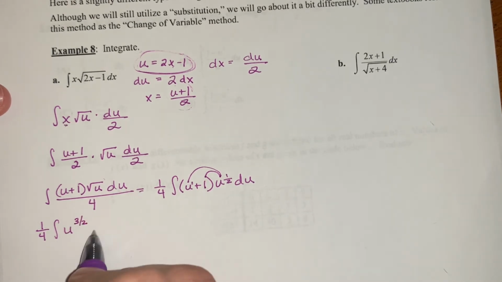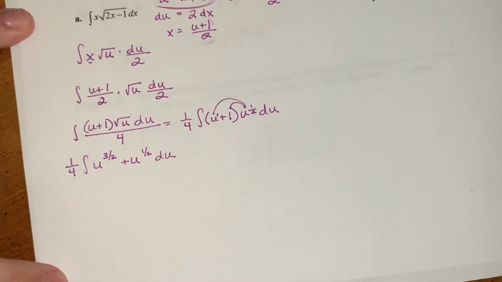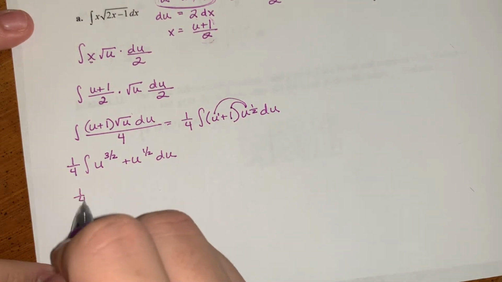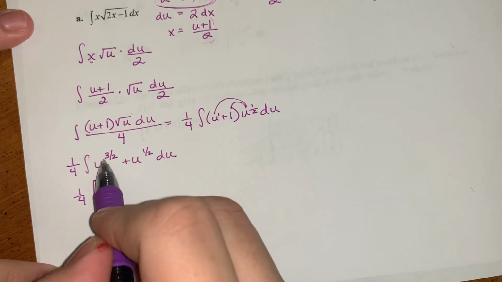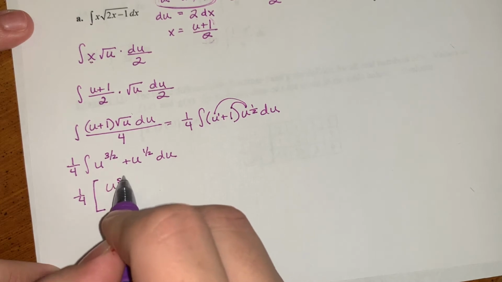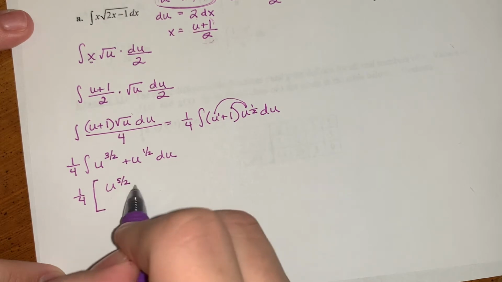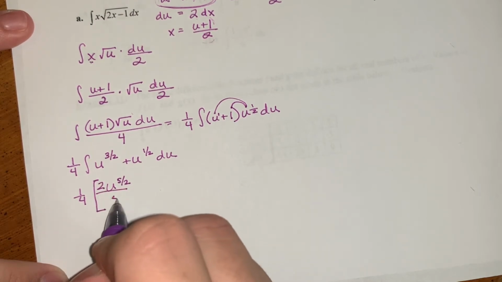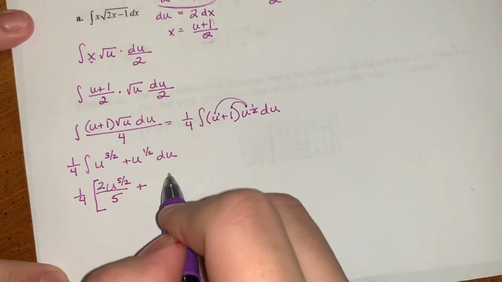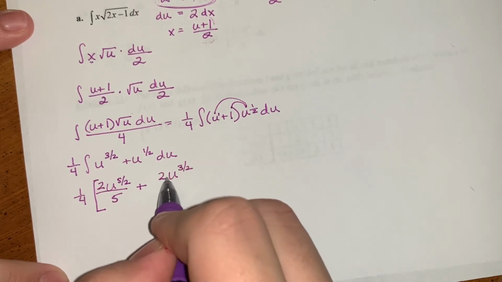And then plus 1 times that is plus u to the 1/2 du. All right, now this is just a basic power rule integration. So this is going to be 1/4 times, and then I have u to the 3/2. So 3/2 plus 1 is u to the 5/2. And then I'm going to divide it by 5/2, the same as multiplying by 2/5, right? Plus, and then u, 1/2 plus 1 is u to the 3/2. And then dividing by 3/2 is like multiplying this by 2/3, right?